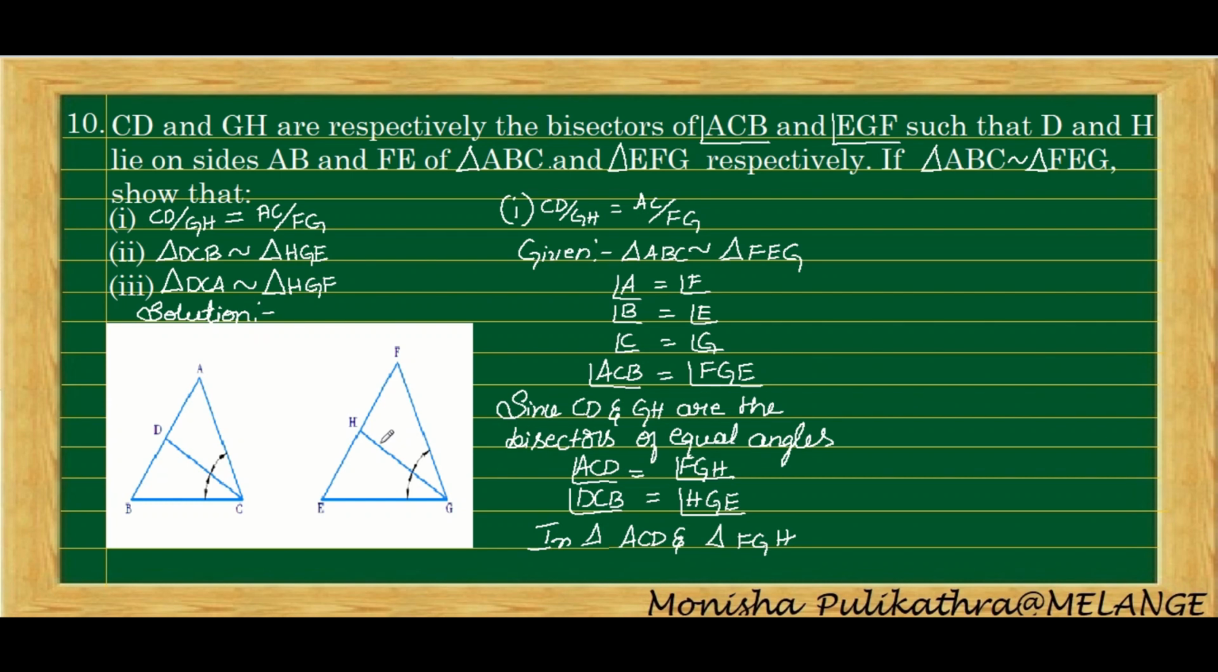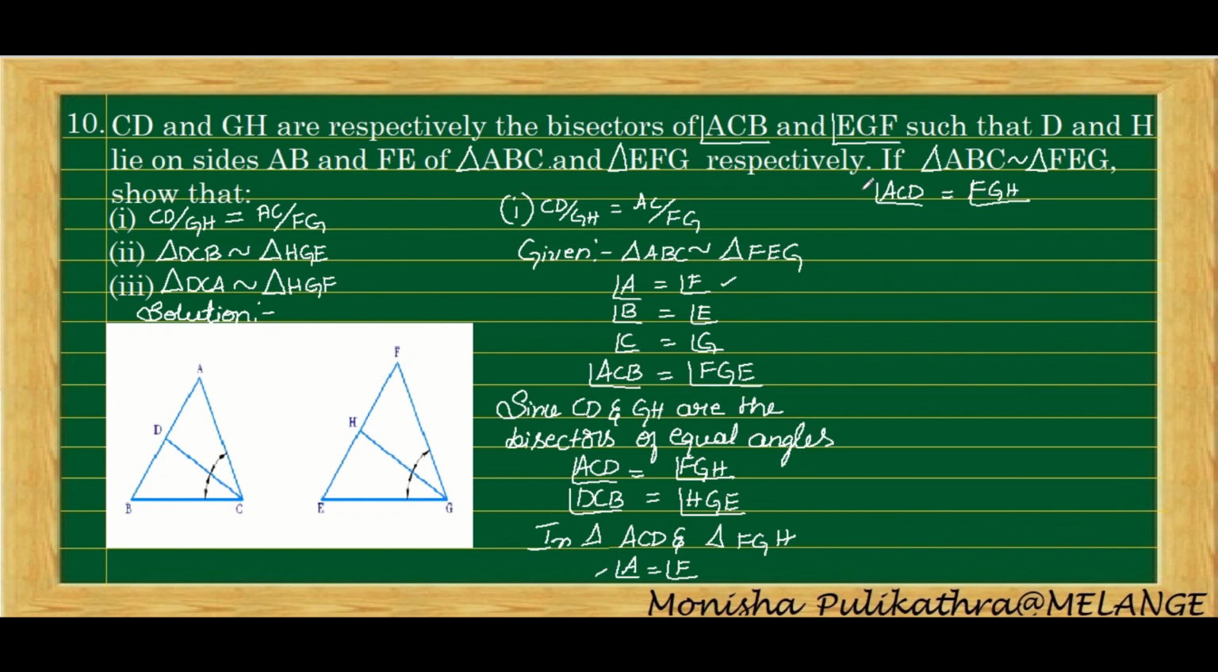Already what we have compared here: among these two triangles, angle A is equal to angle F. Already we have proved that, right? So angle A is equal to angle F. Next, angle ACD is equal to angle FGH, right? Why? Because they have been cut down by the bisectors of equal angles. Therefore, angle ACD is equal to angle FGH.